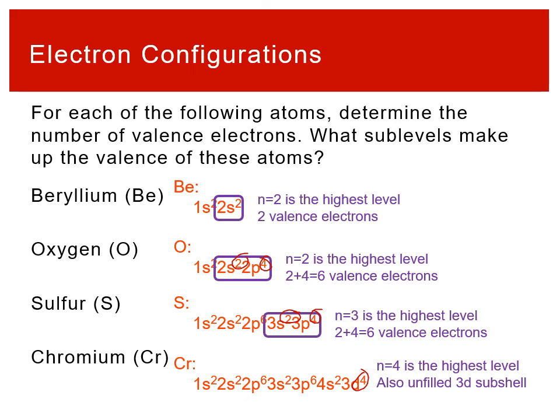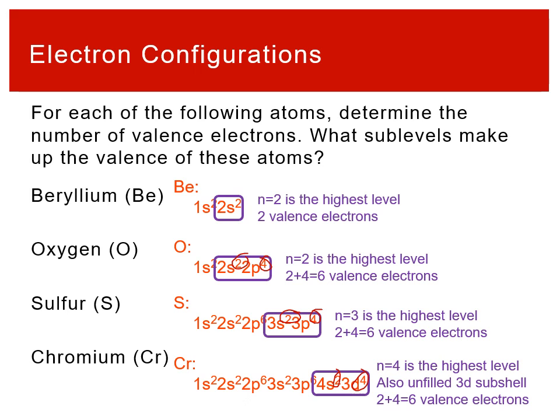And so because it's unfilled, it can participate in some chemistry. You could put more electrons in there, or take some out. You could make kind of changes. That's why it's part of the valence. So collectively, it's 4s and 3d, and we add those exponents together. 2 plus 4, again, 6 valence electrons.